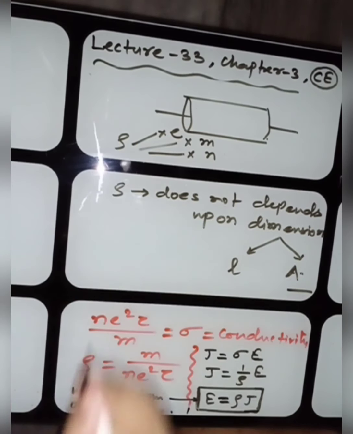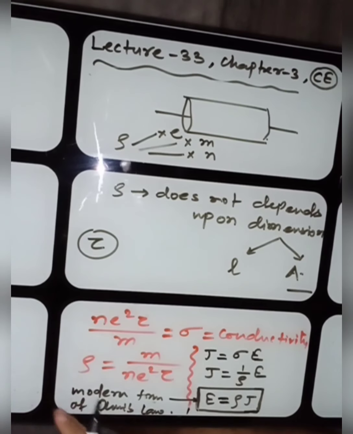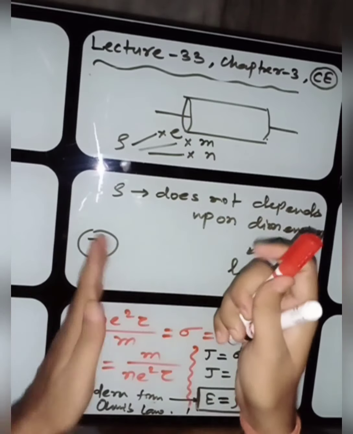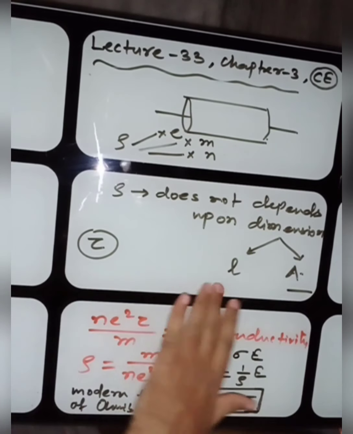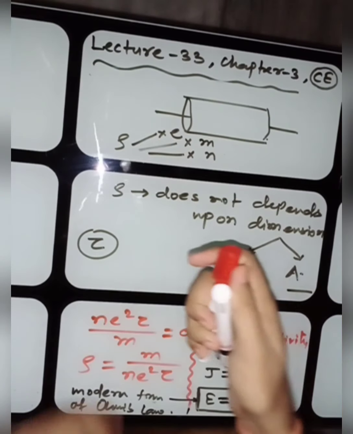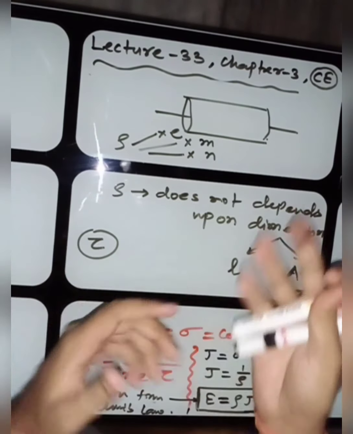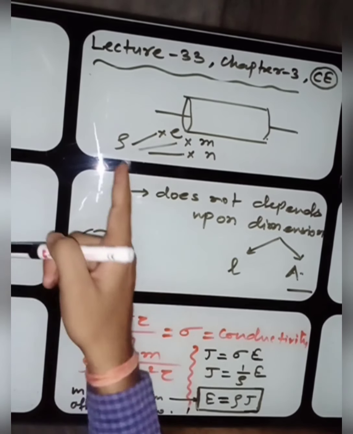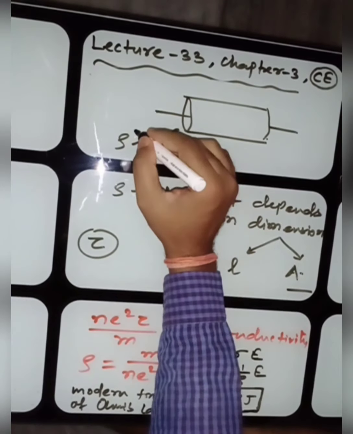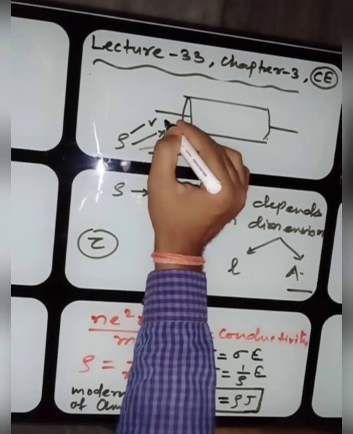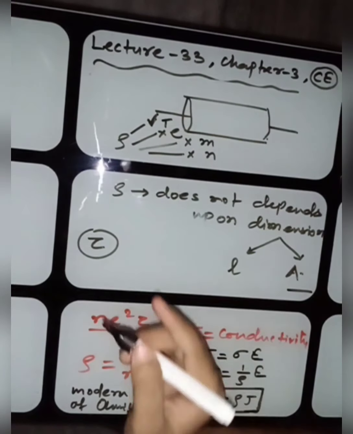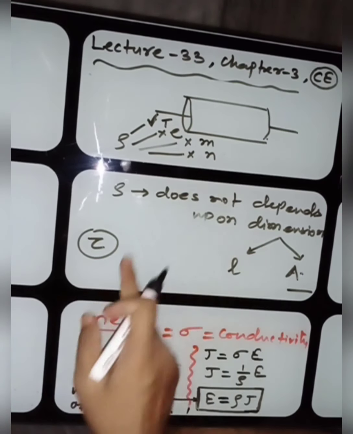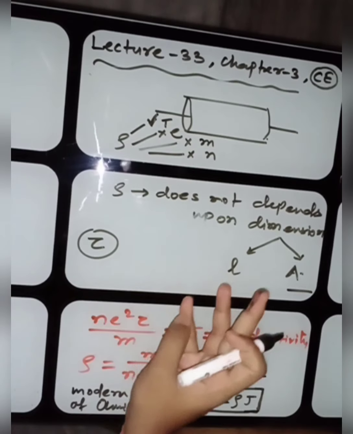Now the last thing was the tau. This relaxation time, whether it depends on it, the answer was yes. But how will this relaxation time change? By changing the length or cross-sectional area you cannot change the relaxation time. Relaxation time will change by changing the temperature. So the third quantity is temperature, and it depends on this temperature. It means the relaxation time will change and the resistivity will change, so the resistivity depends upon temperature.